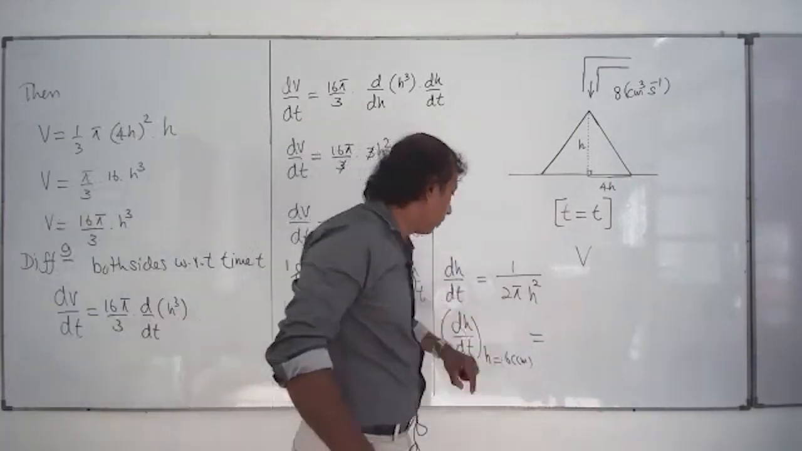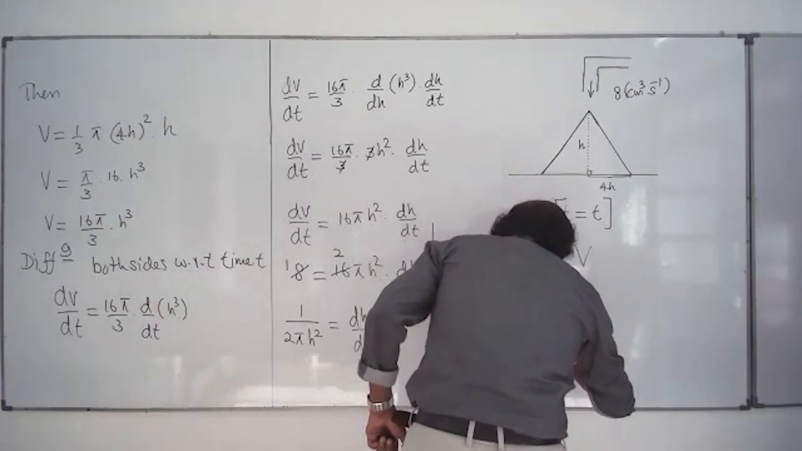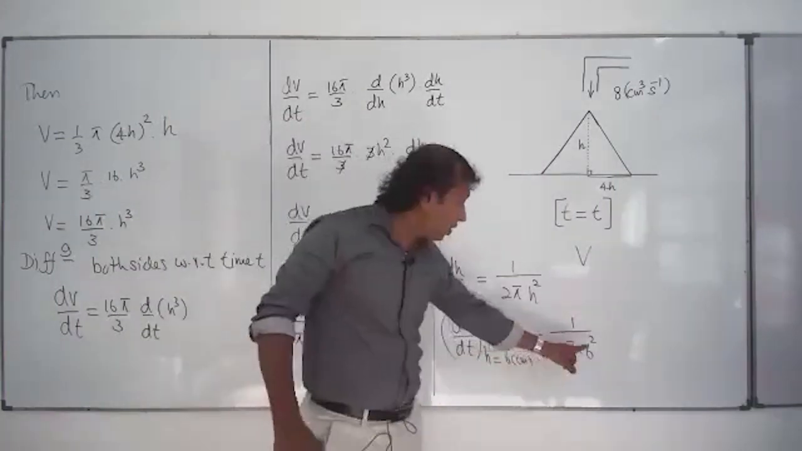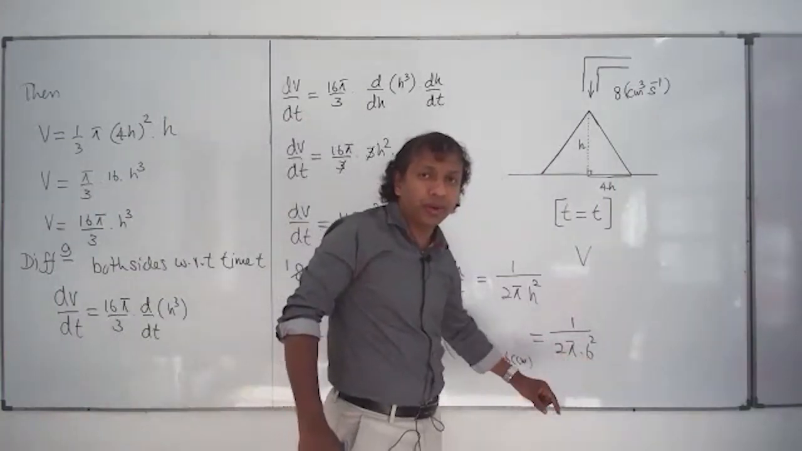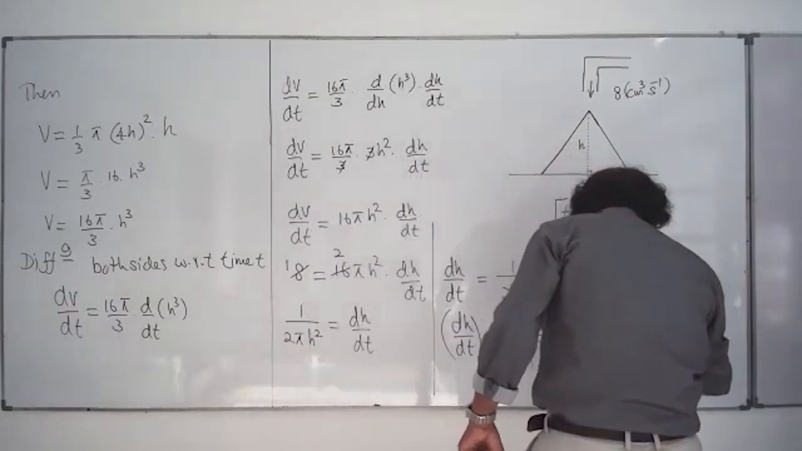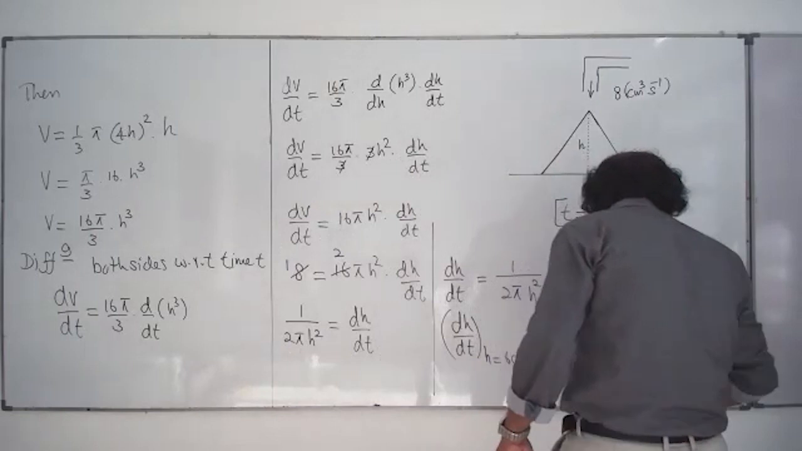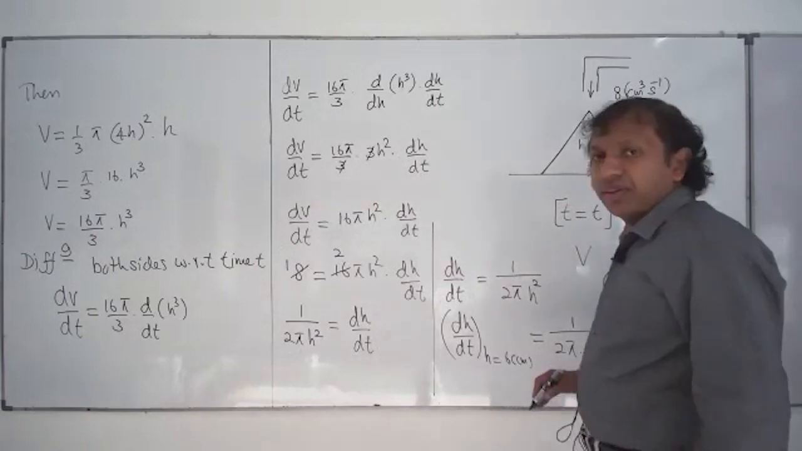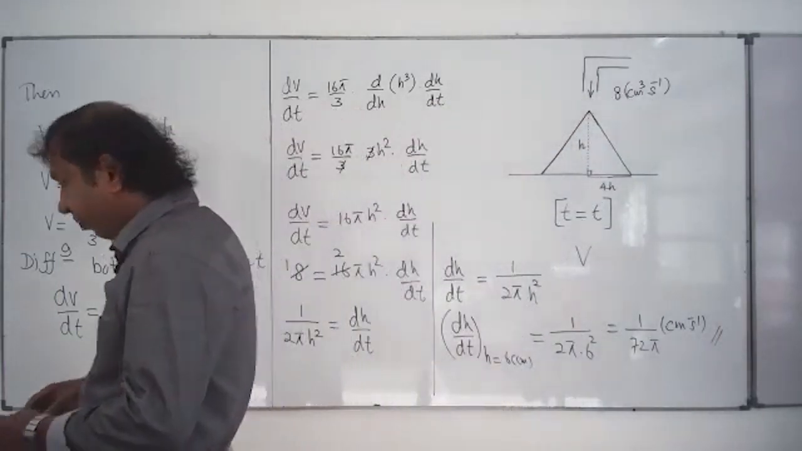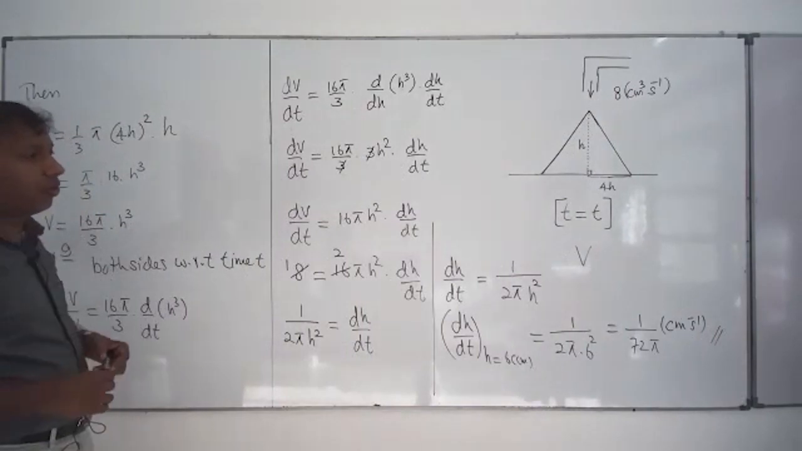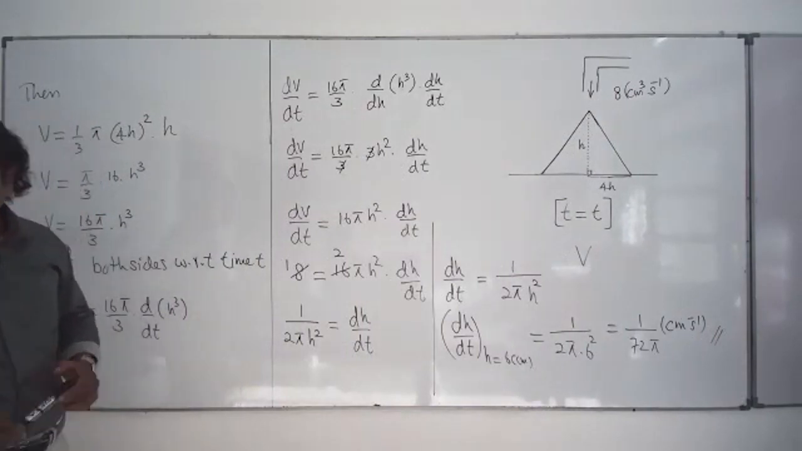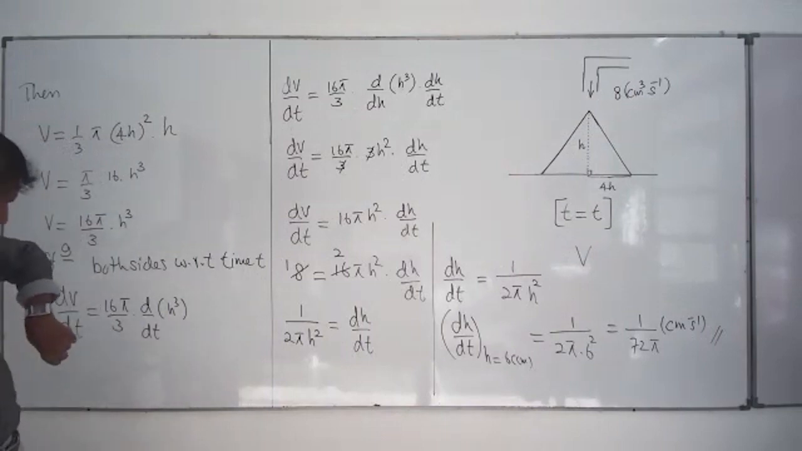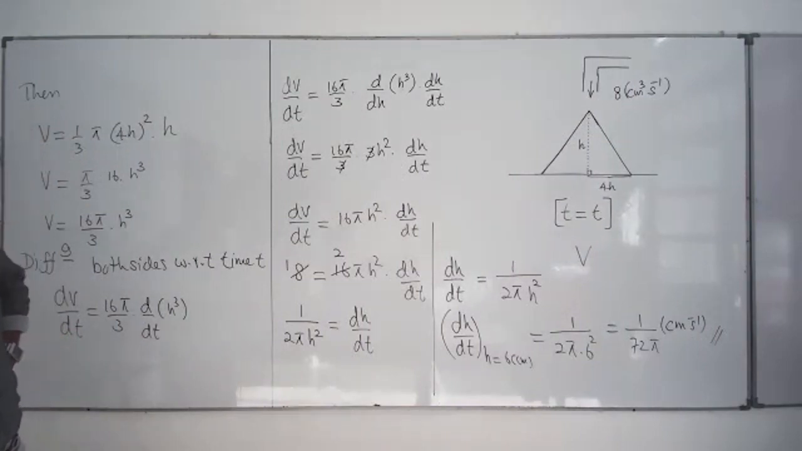Substitute that 6 here. It is 1 over 2 pi 6 squared. 6 squared is 36, into 2, 72 pi. We get 1 upon 72 pi centimeters per second. This is the rate of increase in the height when the height of the sand cone comes to 6 centimeters. This is how we take that answer.